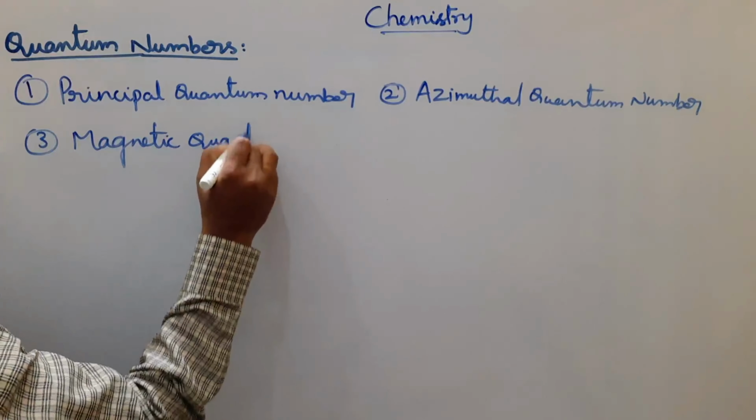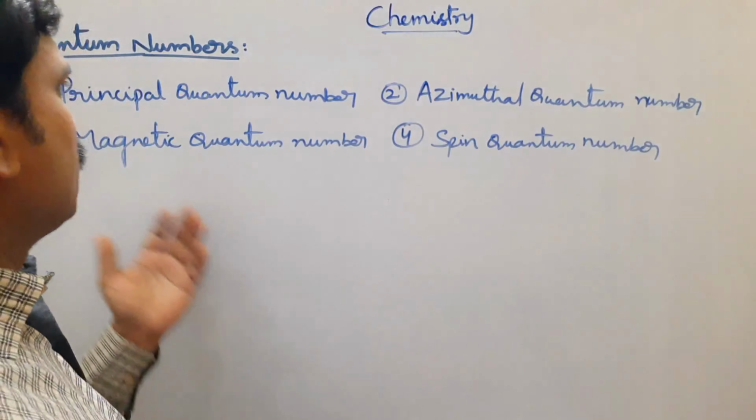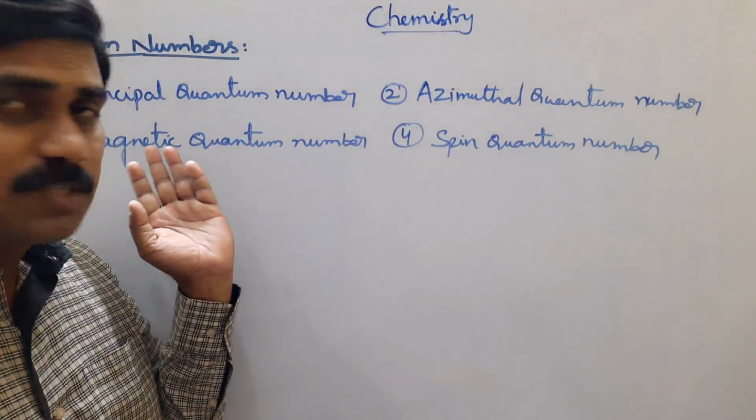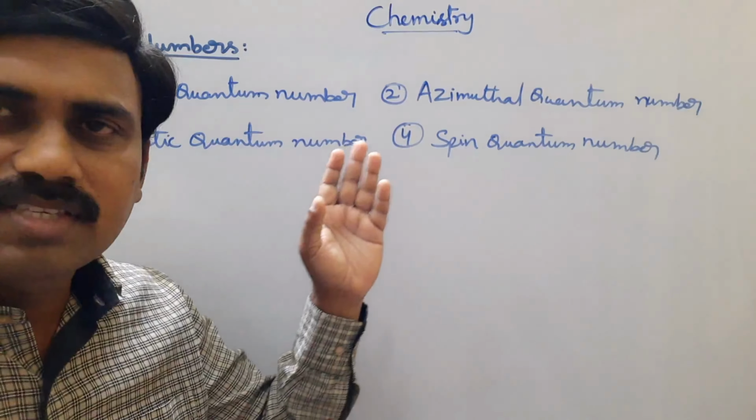So, quantum numbers are required for the complete explanation of an electron in an atom. Look at here. 4 types of quantum numbers are there. First one is principal quantum number, second one is azimuthal quantum number, third one is magnetic quantum number, and the fourth one is spin quantum number. Let us discuss each and every one. Look at the first one, principal quantum number.